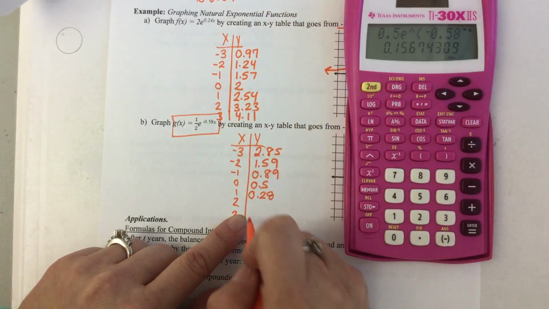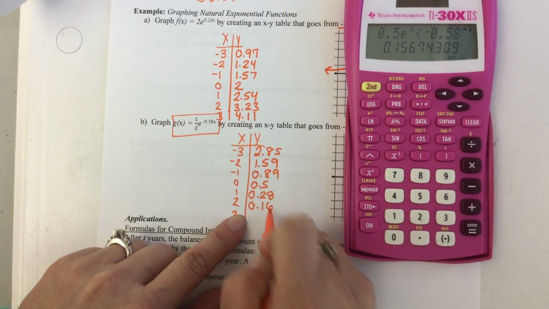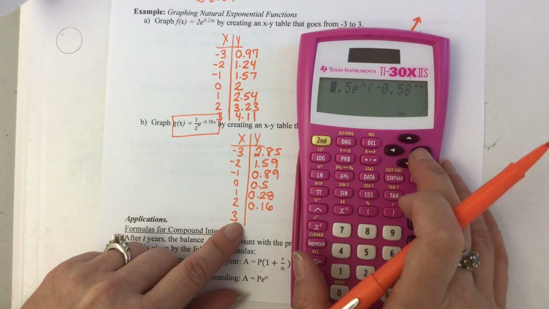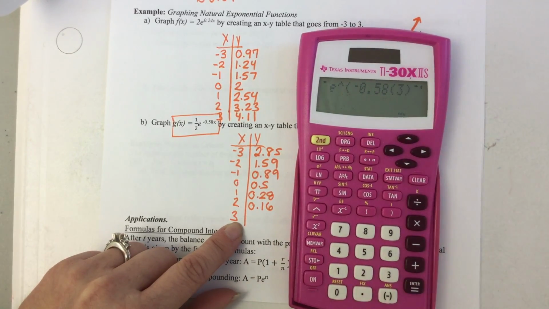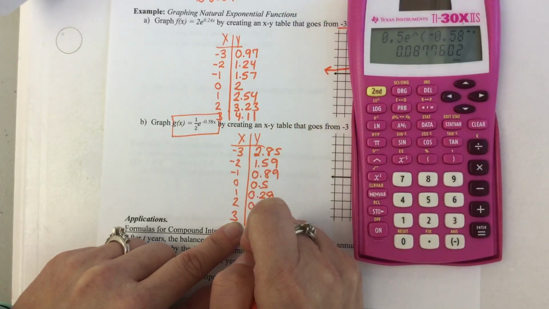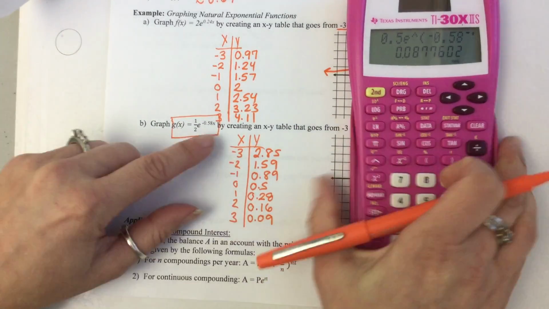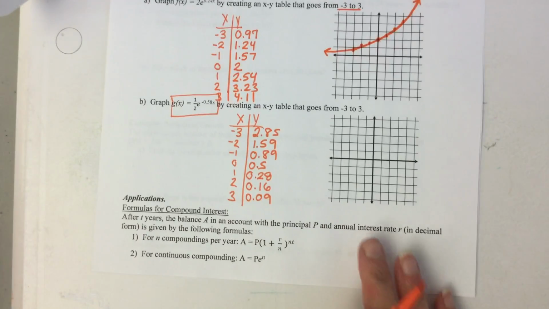Change the 1 to a 2. 0.156 would round up to 0.16. And our last number, what happens when you change the 2 to a 3? Are you ready? 0.09. So practice with your calculator.